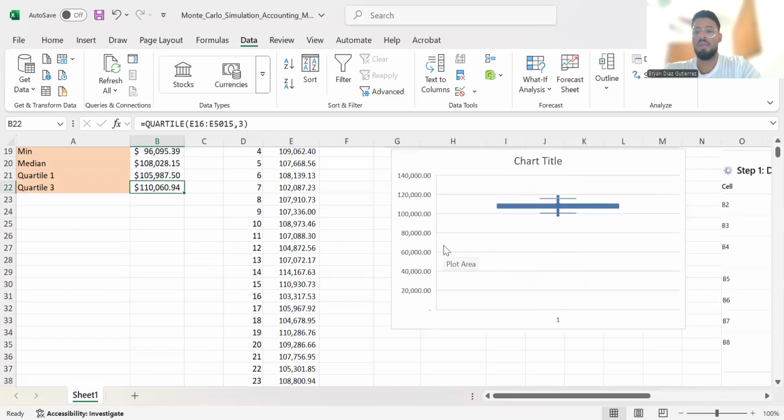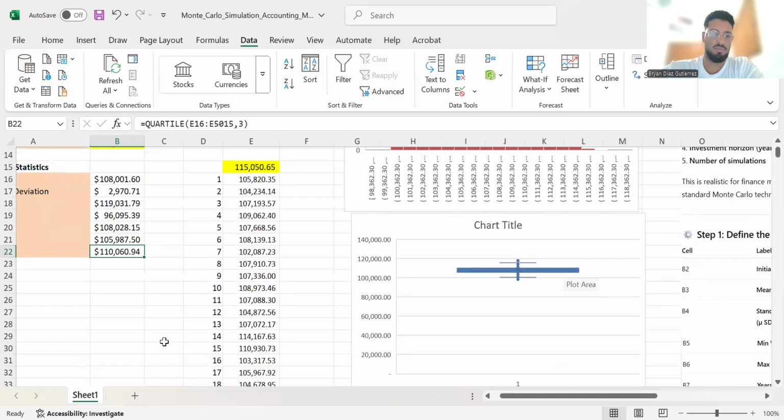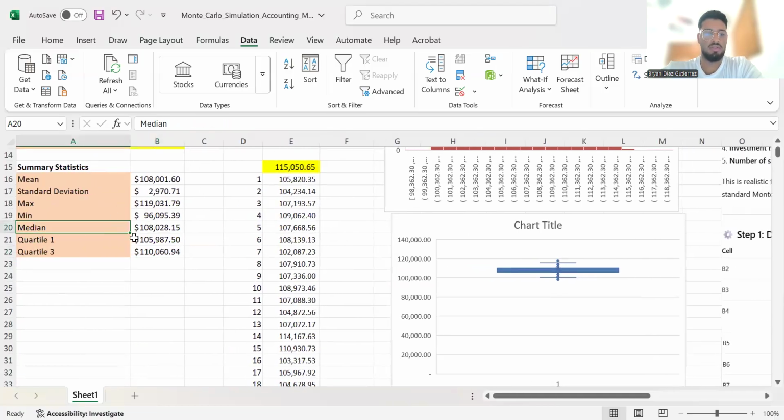Okay, I know it doesn't look that good right now, but this is the box plot, which is using these three.